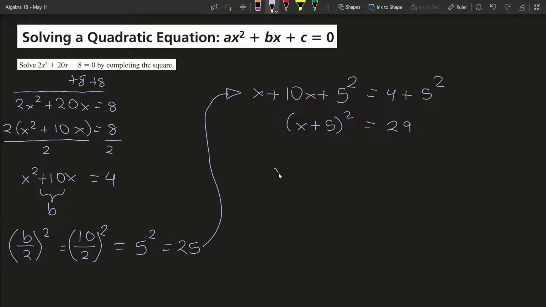And now, since we have this 2 up here, we need to get rid of this exponent 2. And we can do that by finding the square root of (x plus 5) squared, but we have to do that to both sides. So the square root of (x plus 5) squared is x plus 5. And then we're left with root 29, and that's going to be positive and negative. Oh, mistake here. Positive and negative. Remember that. It's very important.